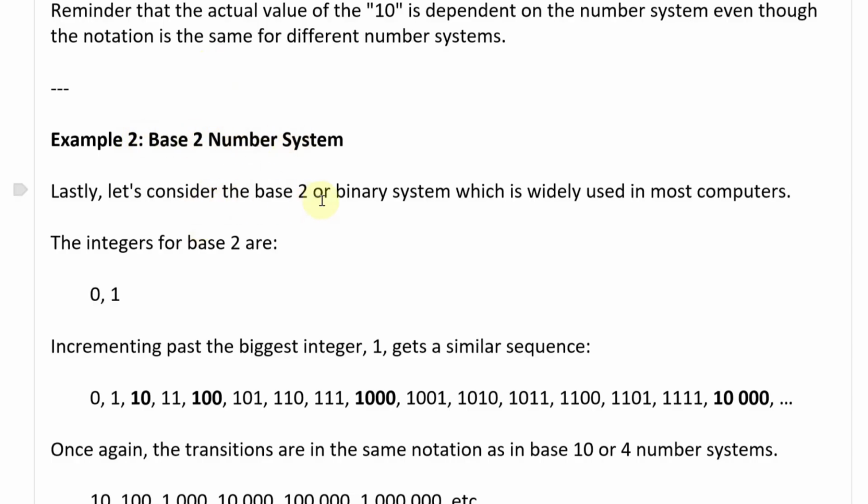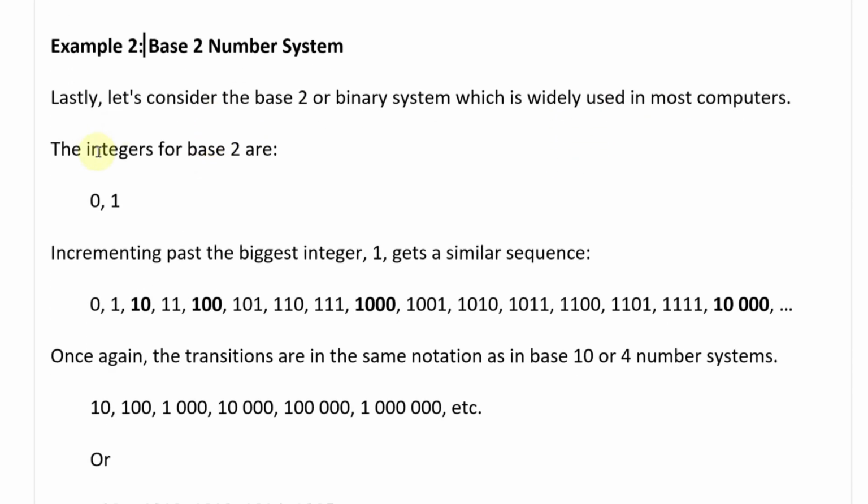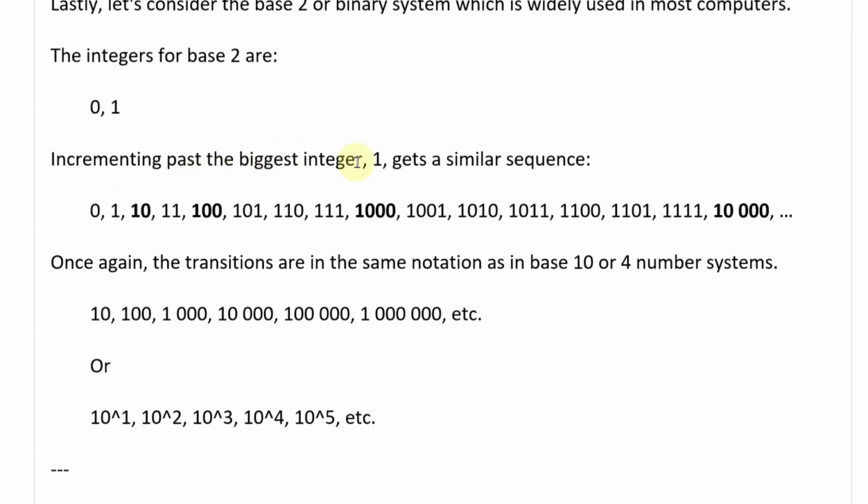Lastly, let's consider the base 2, or binary system, which is widely used in most computers. So the integers for base 2 are 0 and 1, so just 2 of them. Incrementing past the biggest integer 1 gets a similar sequence. So we get 0, 1, then 1 plus 1 is going to go to 10. Then the next one's 11, and then we add 2 zeros, 100, then 101. And so then we have 110, 111, and then we have 1,000, and again, we just do the exact same thing.